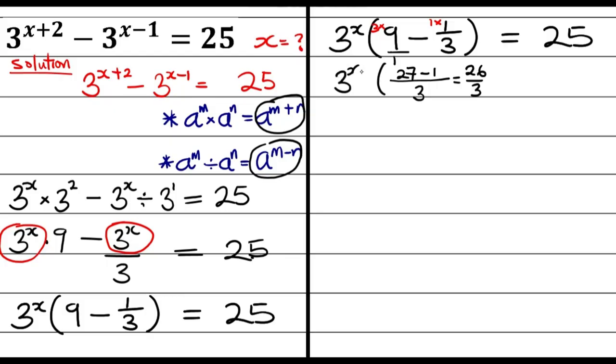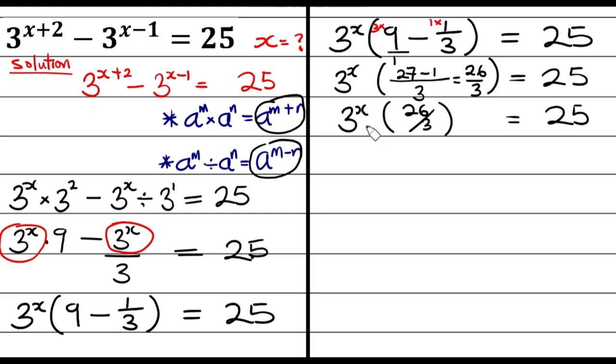So 3 raised to the power of x, as usual, now equals 25. If I write this for clarity, I have 3 raised to the power of x, then in brackets 26 over 3, then equals 25.